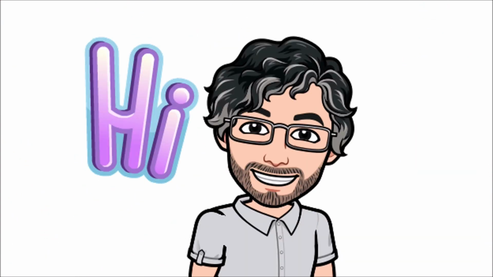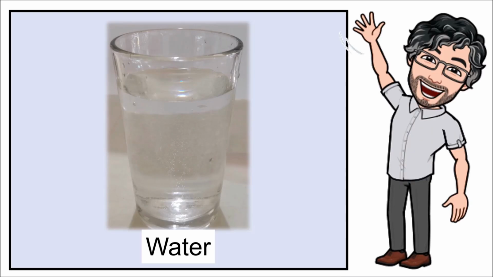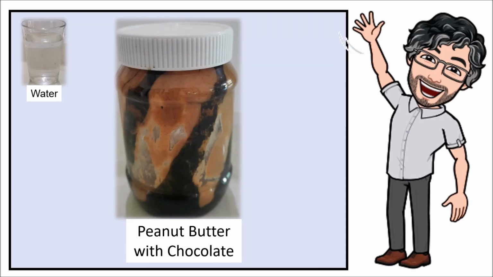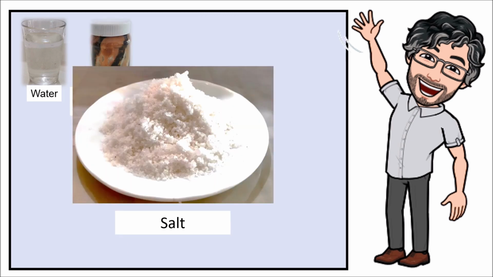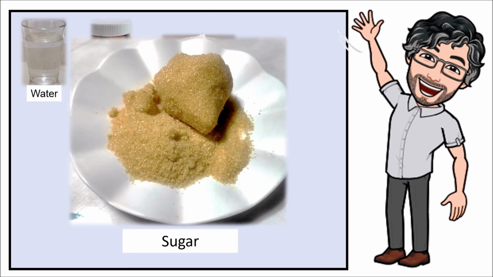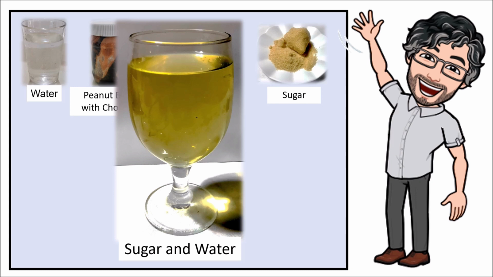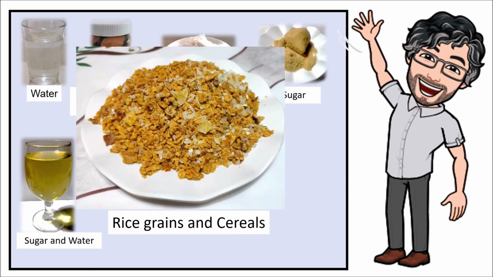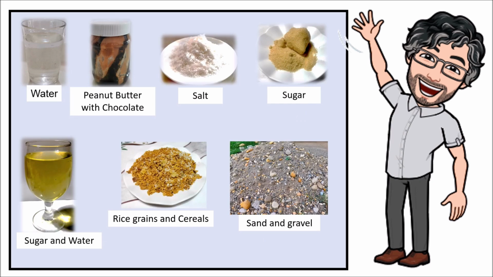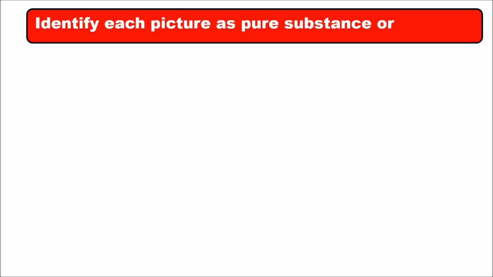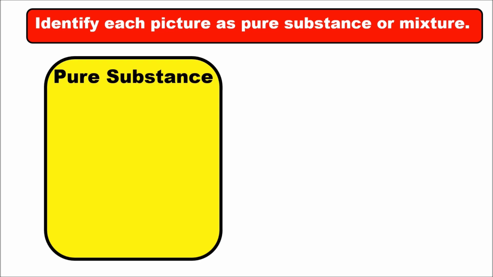At this time, I will be showing to you some of the matter found in your home. We have water, peanut butter with chocolate, salt, sugar, sugar and water, rice grains and cereals, and sand and gravel. All you have to do is to identify each picture as pure substance or mixture.